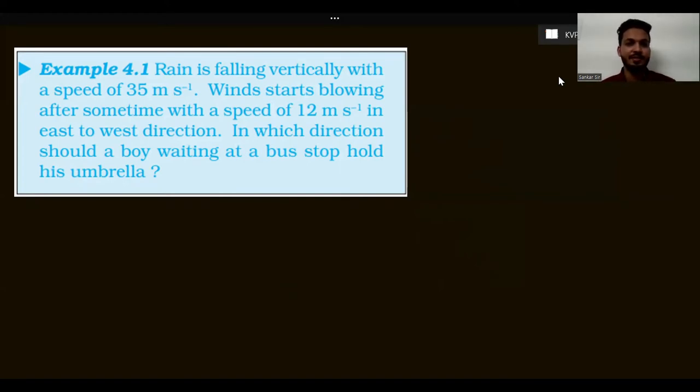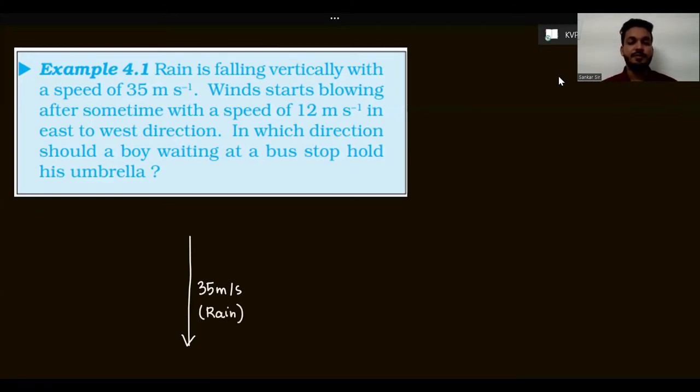So the rain is falling vertically with a speed of 35 meter per second. So I'm going to make a vector like this that shows the rain. So this is a vector that is representing the rain. The magnitude of this is 35 meter per second. This is the rain vector.